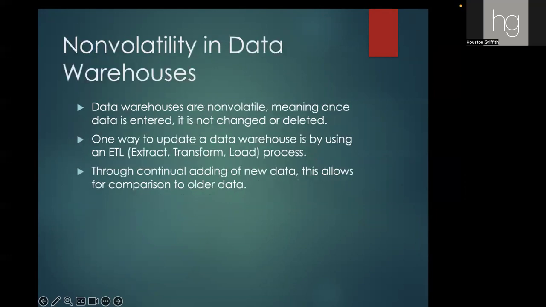One characteristic of data warehouses is that they are considered to be non-volatile. Non-volatility is essentially when data is entered, it is not changed or deleted. One way to update a data warehouse is using an ETL process, or extract, transform, and load. I use this on a daily basis in my job through continual adding of new data, which allows comparison to older data.